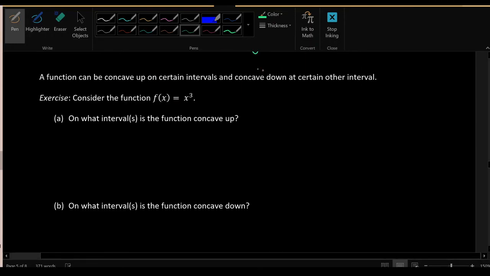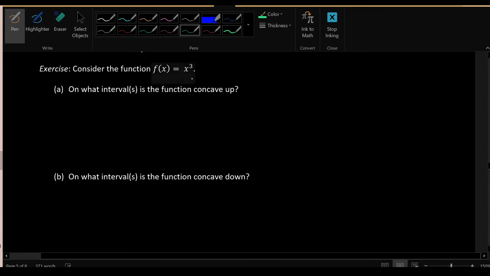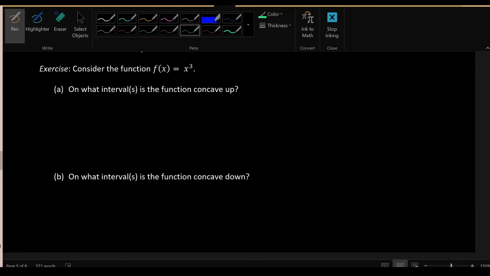Now to date, we have been dealing with situations where the function was either completely concave up or completely concave down. But more realistic is the situation where a function is concave up sometimes and concave down at other times. So let's consider the function f of x equals x cubed. And let's try and answer the question, where is this function concave up versus where is it concave down?